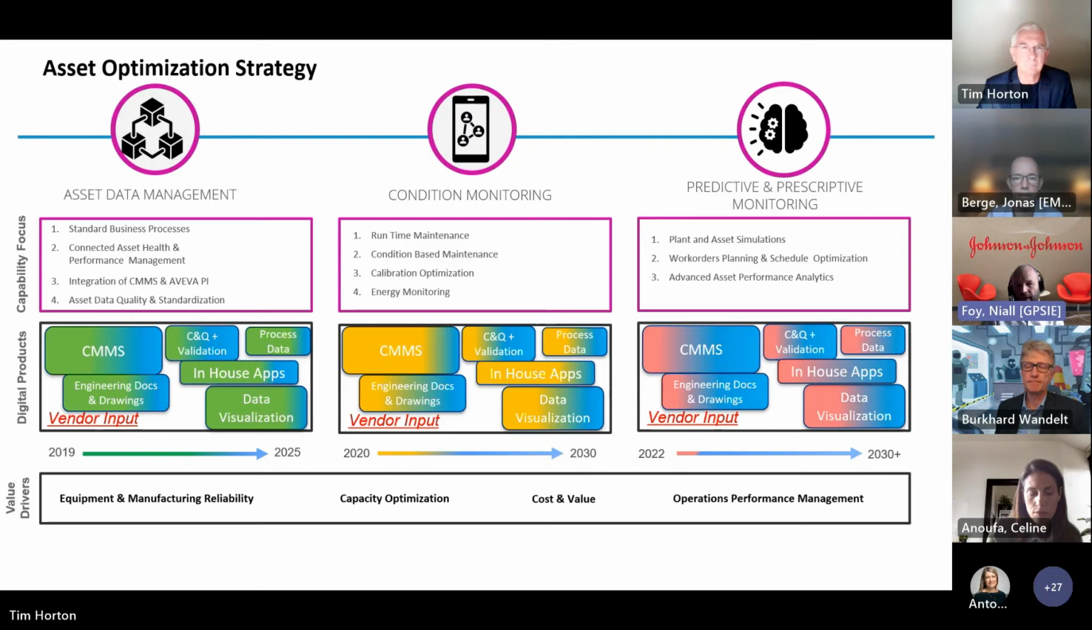And what we have below that is the capabilities that we're focusing on. Now, these are a sample of the capabilities we're focusing on, and they're probably 80% of where we are putting our effort in. There are other bits that we are working on, but this is the high level stuff. So an example of this would be asset data management, standard business processes, connected asset health and performance management, integration of the CMMS and our PI historian, asset data quality and standardization. So the foundations, the real foundations so that we can move quicker.